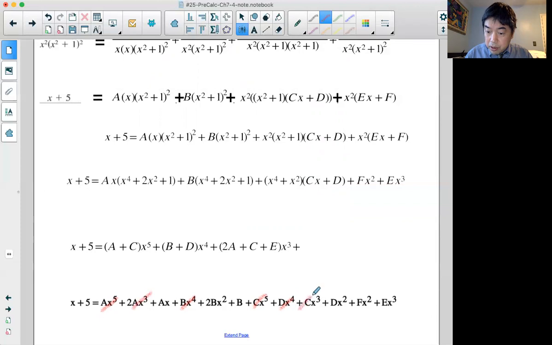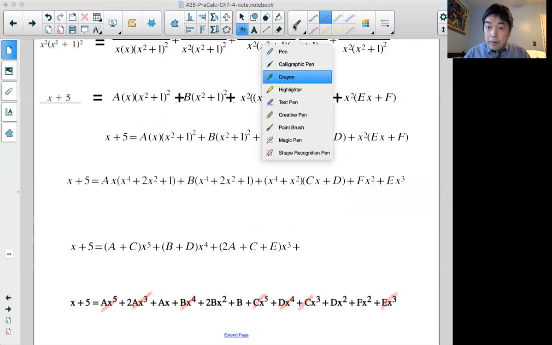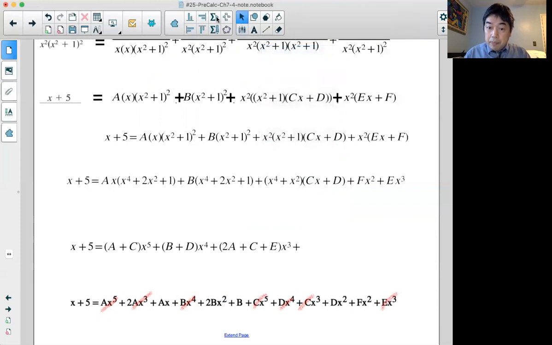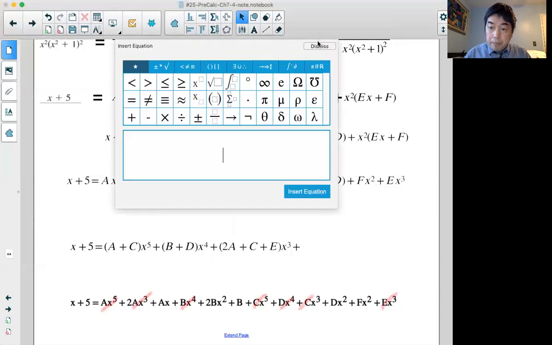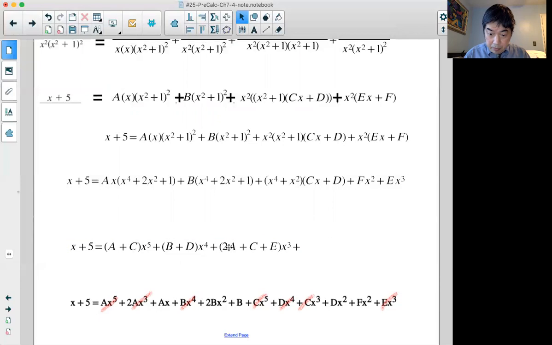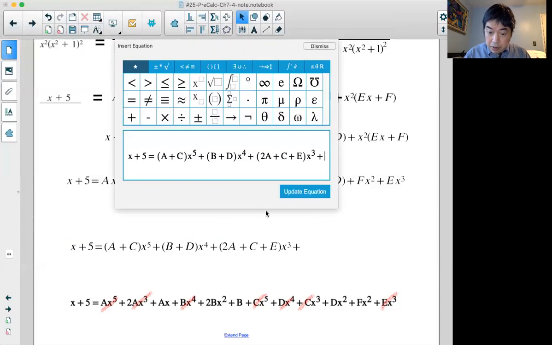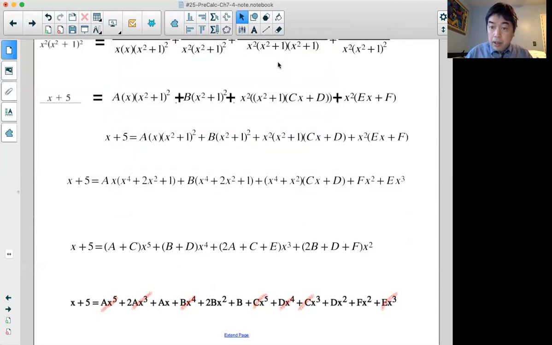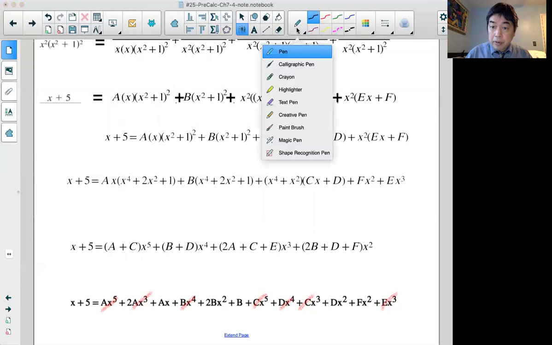cubed, cubed, cubed. Now we have to take out a square here. Okay. Let's see. So 2b plus d plus f and x to the second power. Okay, so now square is taken care of.